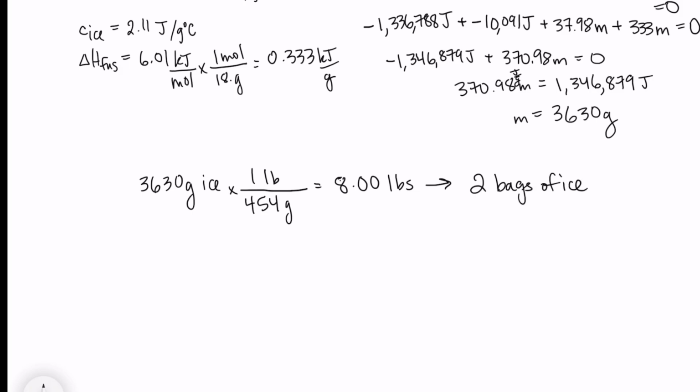So keep this in mind next time you're planning yourself a get-together. You actually know how to calculate how much ice you need to buy to keep your soda crisp and refreshing.